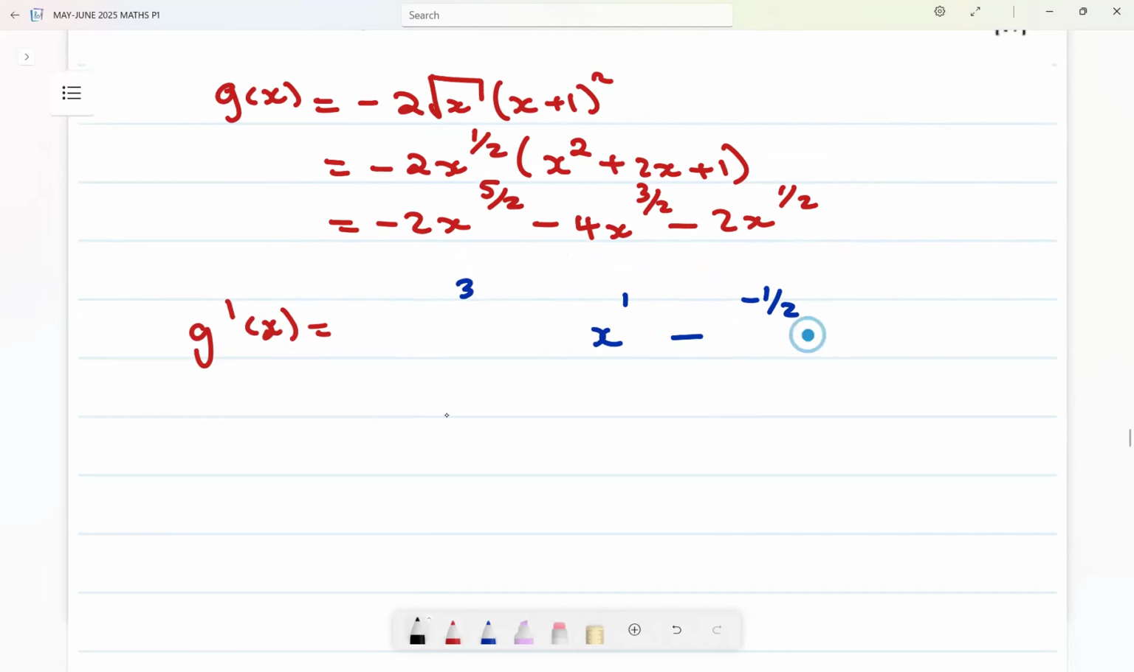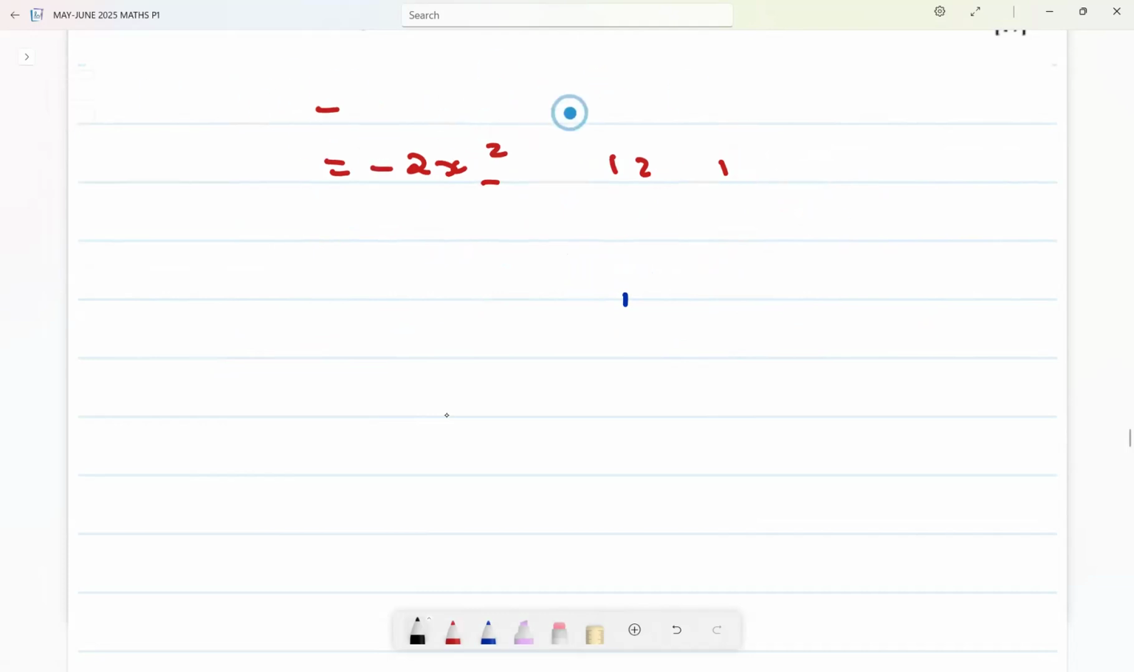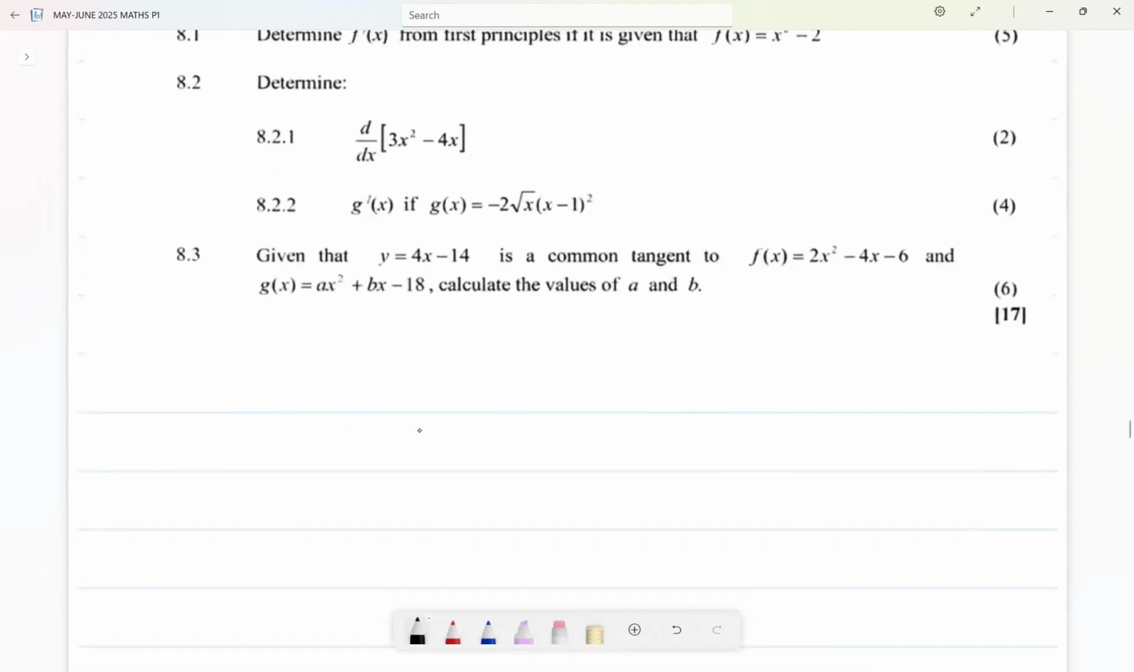Very important. I remove this and now move to the tangent question. It says to us, given that y is equal to 4x minus 14 is a common tangent to f of x is equal to this, and g of x with ax squared and so on minus 18, calculate the value of a and b. So this one is a common tangent to both graphs.